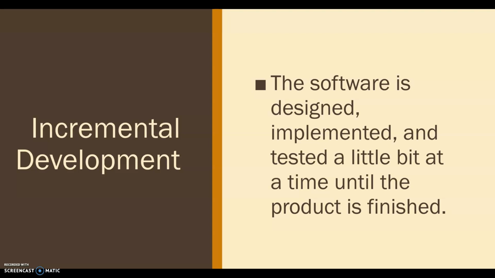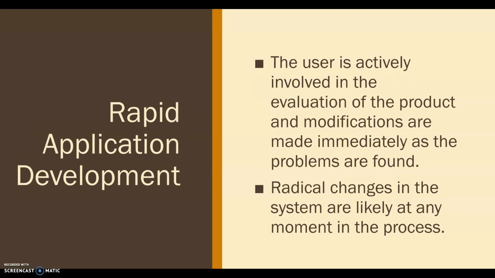Incremental development. With this software development model, the software is designed, implemented, and tested a little bit at a time until the product is finished. Rapid application development. The user is actively involved in the evaluation of the product, and modifications are made immediately as problems are found. Radical changes in the system are likely at any moment in the process.